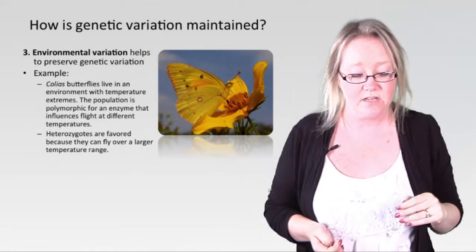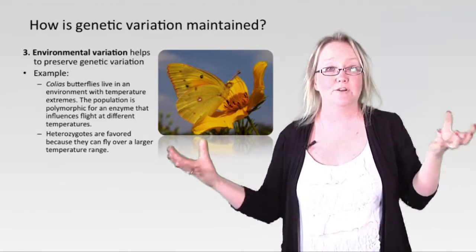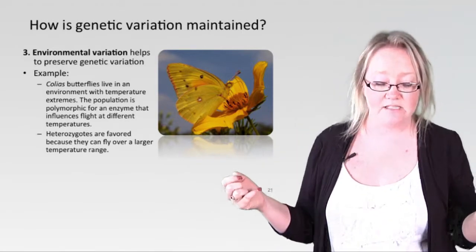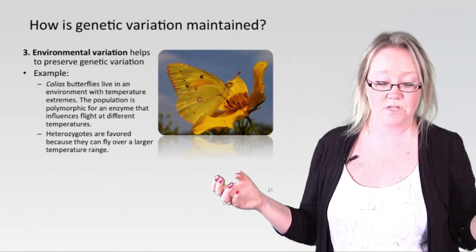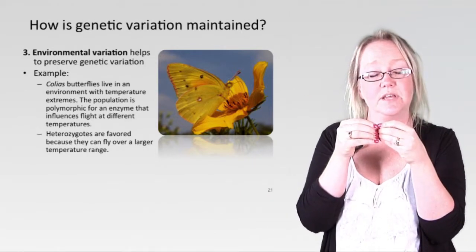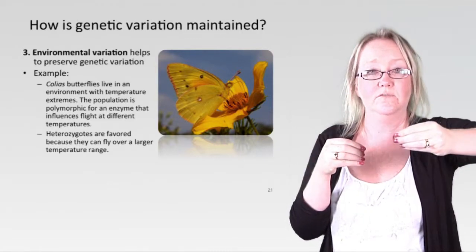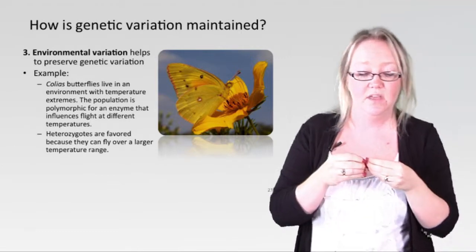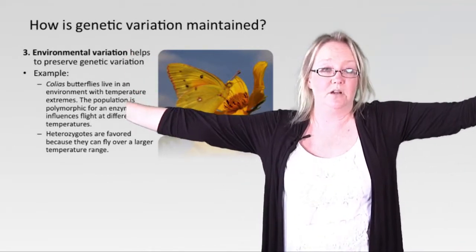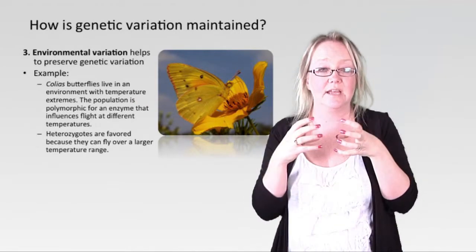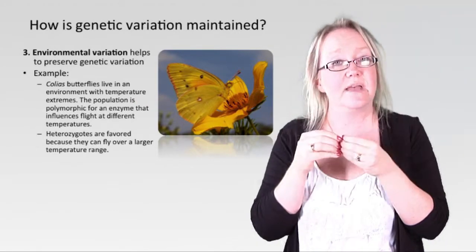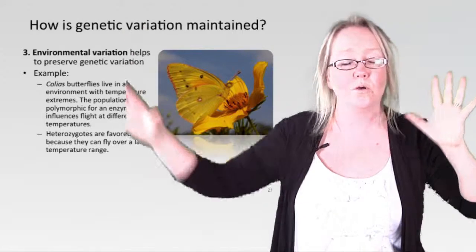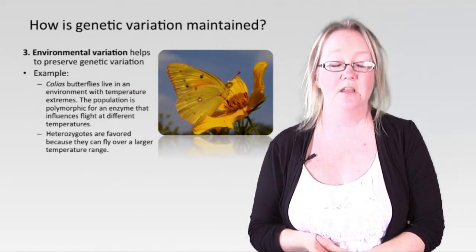Variation in environment. And there are actually two different types of butterflies that are maintained because of these variations in environment. There is an enzyme that influences flight at different temperatures. So if you are a heterozygote, you maintain one allele for cold, one allele for warm, two different alleles at that trait for the enzyme, then you're able to fly over a greater range of temperature. So basically, the heterozygote is selected for because it has a benefit to the population, and therefore you end up with both cold and warm adapted butterflies maintained in the population.